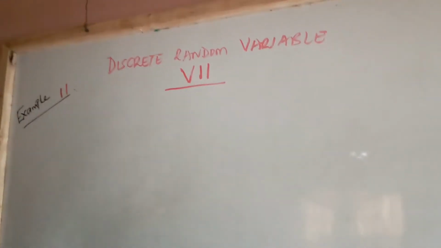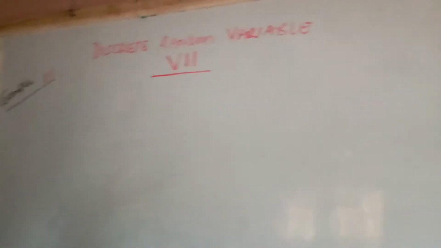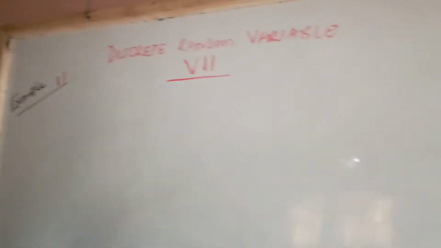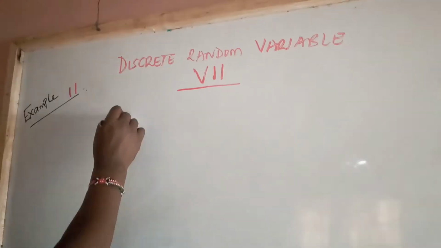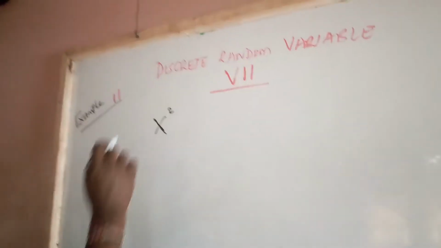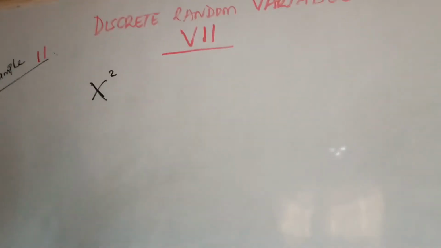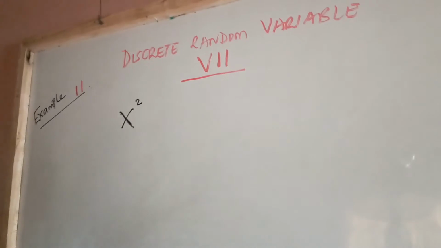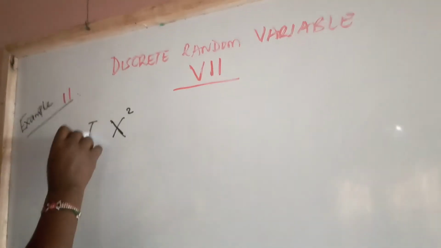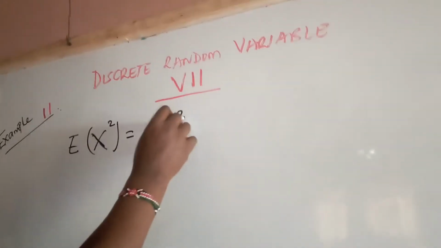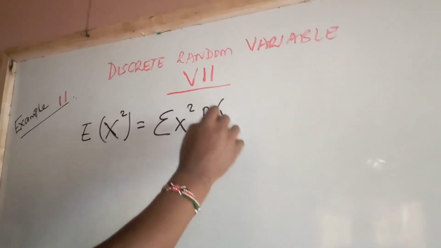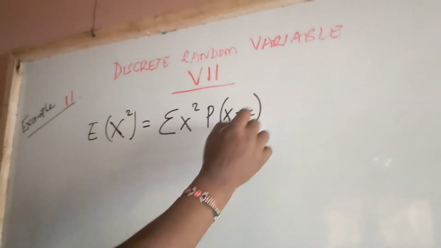Under 8.7, we are expected to find an expected value for x squared. And the expected value of x squared is given by the sigma of x squared multiplied by the probability of X equals x.